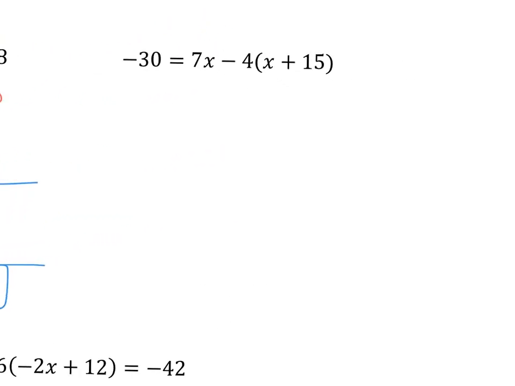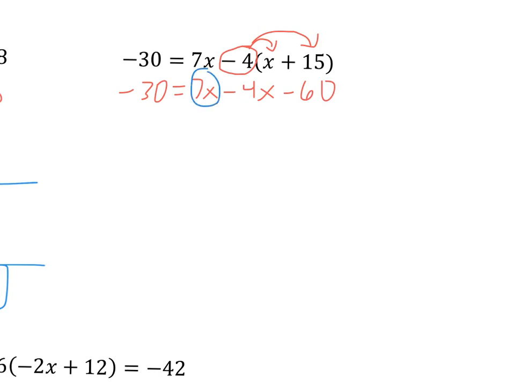All right, on this one, okay, we have a 4 that we want to distribute to that x and that 15, but we have to be careful because this is actually a negative 4, okay? So we'll take our negative 30 equals 7x, okay, and we have to distribute that negative 4. So we have to think negative 4 times x, well, that's negative 4x, and negative 4 times 15, that gives us negative 60, okay? And now we have to combine some like terms.